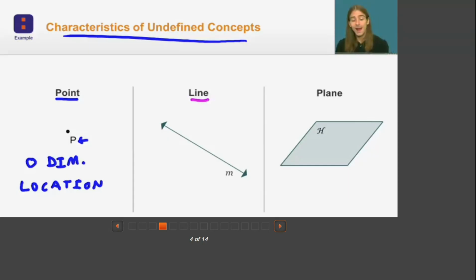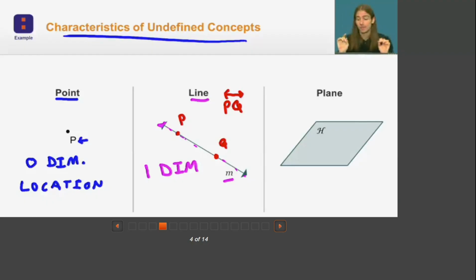Next up, we said that lines consist of an infinite series of points, that they have one dimension, and that they can be represented by using a lowercase italicized letter like that m, or by taking points on the line that are named and writing something like PQ with a little line on top of it. Next up, we learned about planes.